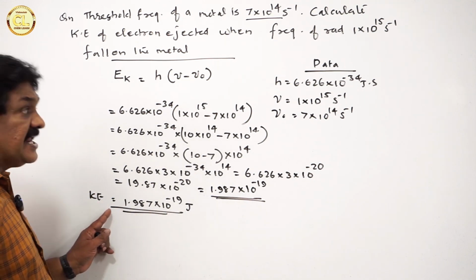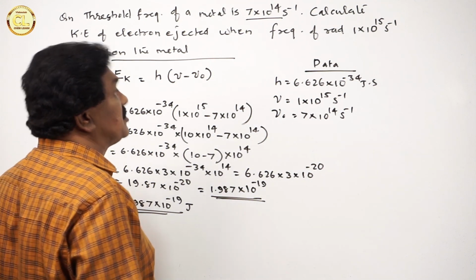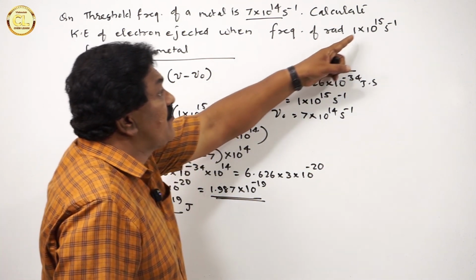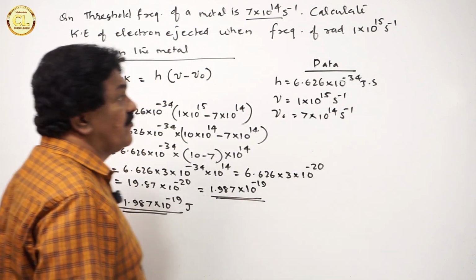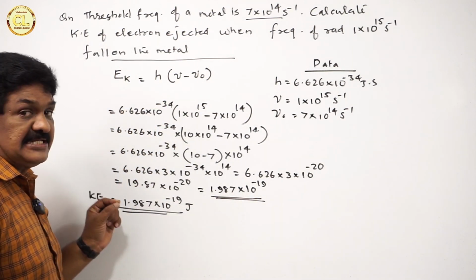This is the kinetic energy of the ejected electron when a radiation of frequency 1 into 10 raised to 15 falls on the metal. That's all.